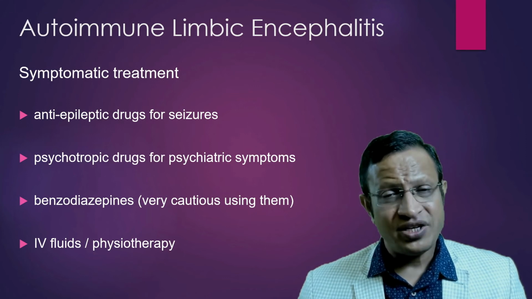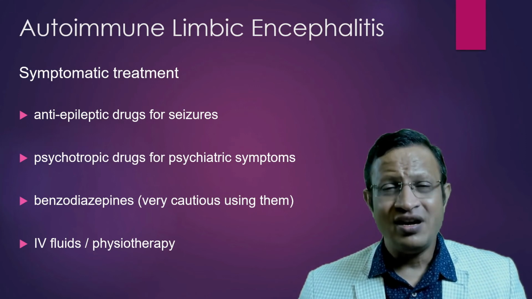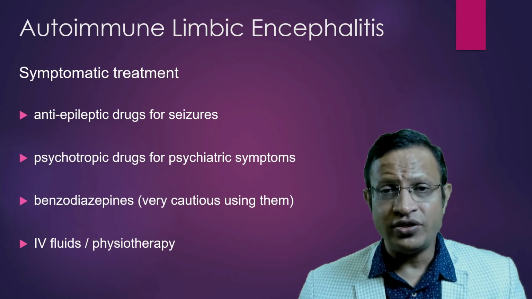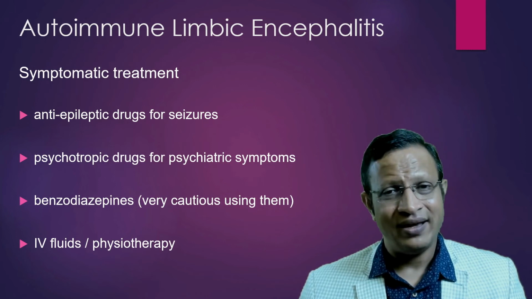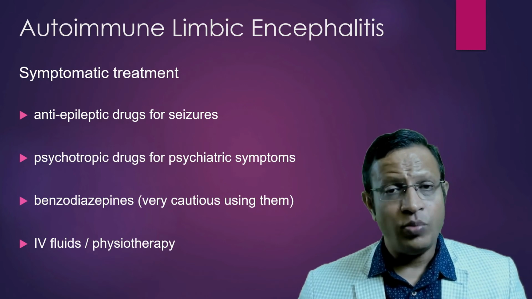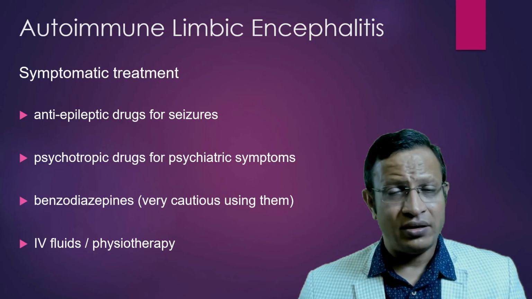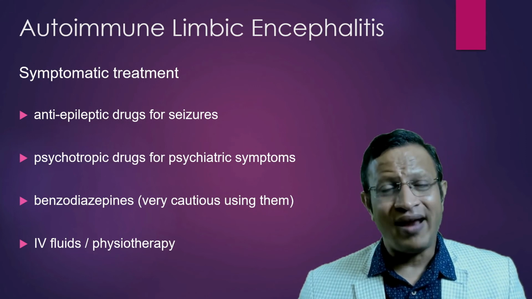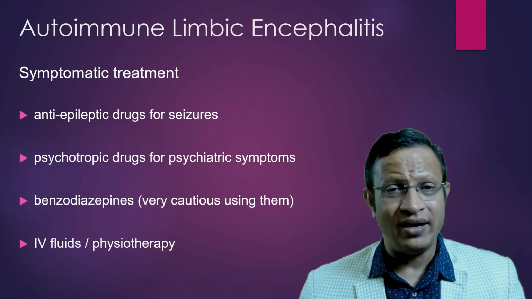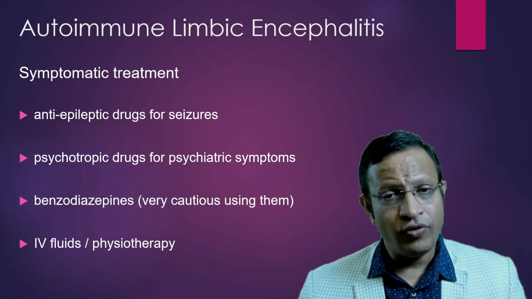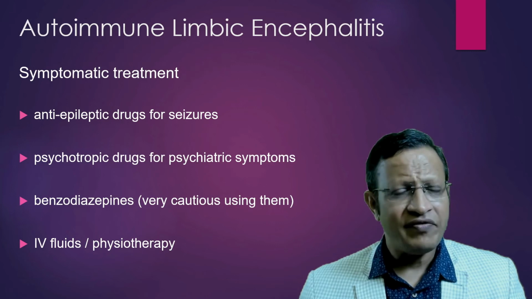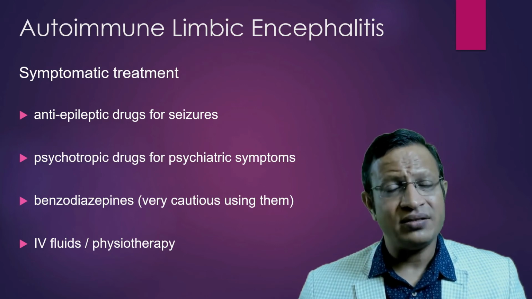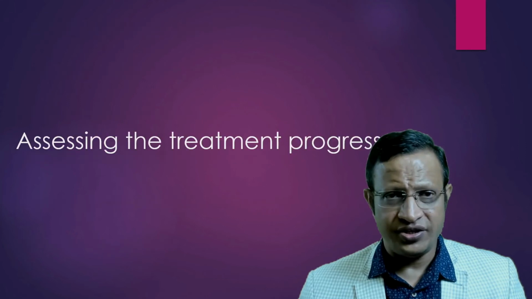However, if the patient is very violent, refusing treatment, trying to run away, becoming extremely suicidal, you need to give psychotropic medications. It is basically risk versus benefit. Sometimes you may also have to give benzodiazepines, but try to give short-acting benzodiazepines rather than long-acting ones. Again, we need to exercise caution before we give benzodiazepines, because the patients already have cognitive deficits, especially in limbic encephalitis. Further, physiotherapy and IV fluids are required based upon the patient's condition.